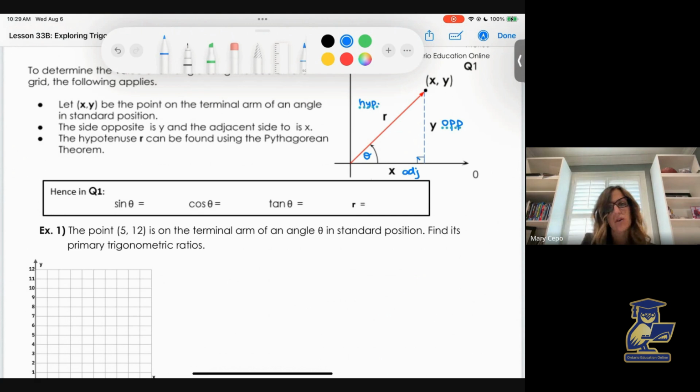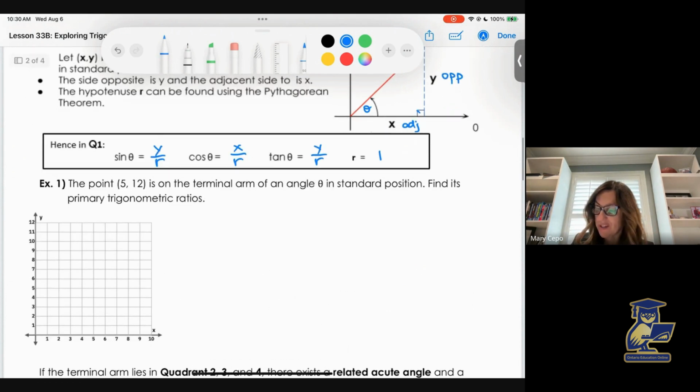Now that we're putting SOHCAHTOA, these trig ratios, onto a grid, instead of using opposite, we know that's y. Instead of using adjacent, we know that is x. So how does that change our trig ratios? Well, if sine theta is opposite over hypotenuse, that would be y over r. Cosine is adjacent over hypotenuse, which would be x over r. Tan, of course, would be y over x, and then in this case, our radius would be 1.